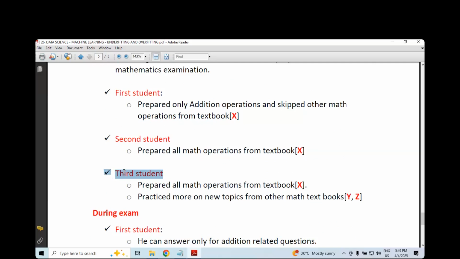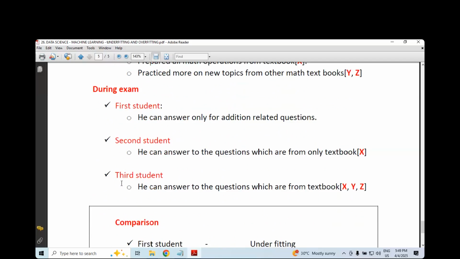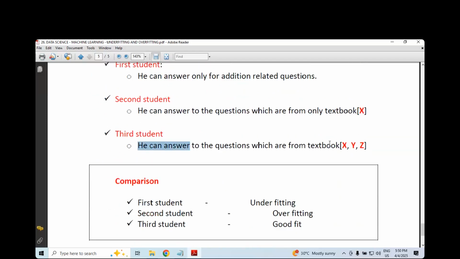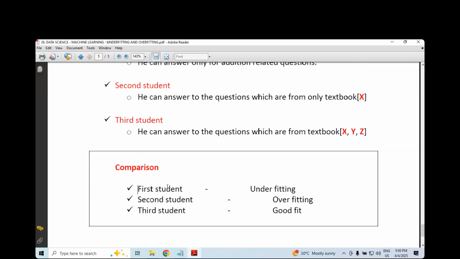Good. During exam, first student, he can answer only addition. Second student, he can answer only from X textbook. Even then, no guarantee. If he didn't prepare during training, he is telling I prepared everything, but during exam he may fail actually. And third student, he can answer from X, Y, Z actually. So I can conclude that first student is underfitting. He didn't prepare at all. Second student, he is telling he prepared, but during exam he gets a less score actually. Overfitting.